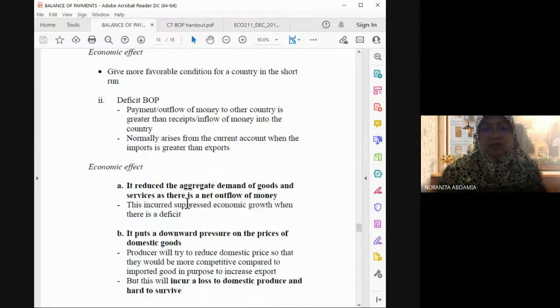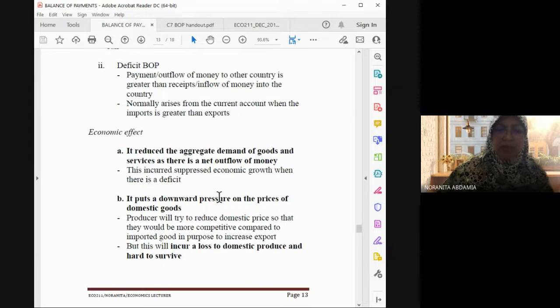Okay, first, of course, is to reduce the aggregate demand of goods and services. And that is actually a net outflow of money. It suppresses economic growth when there is a deficit, of course. Okay, this is the first effect. And then it puts a downward pressure on the price of domestic goods, which is producers will try to reduce the domestic price so that they would be more competitive.